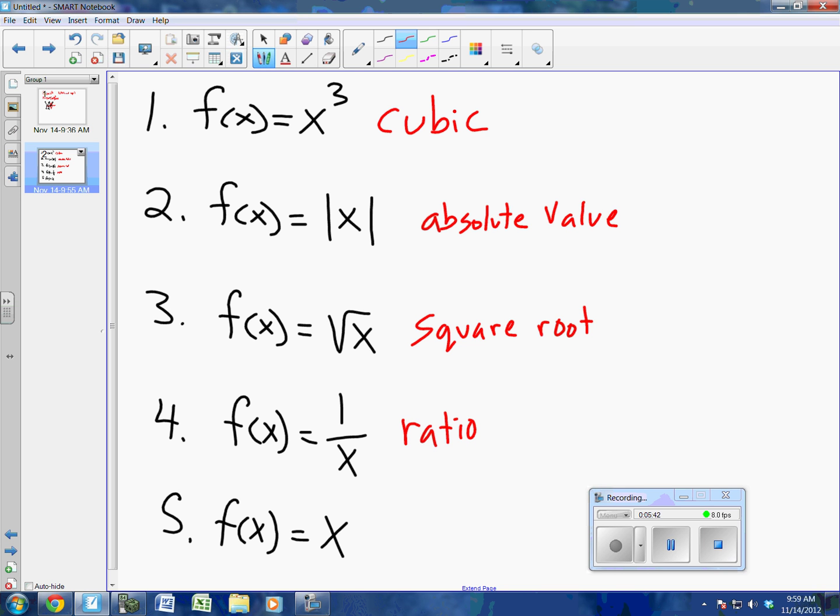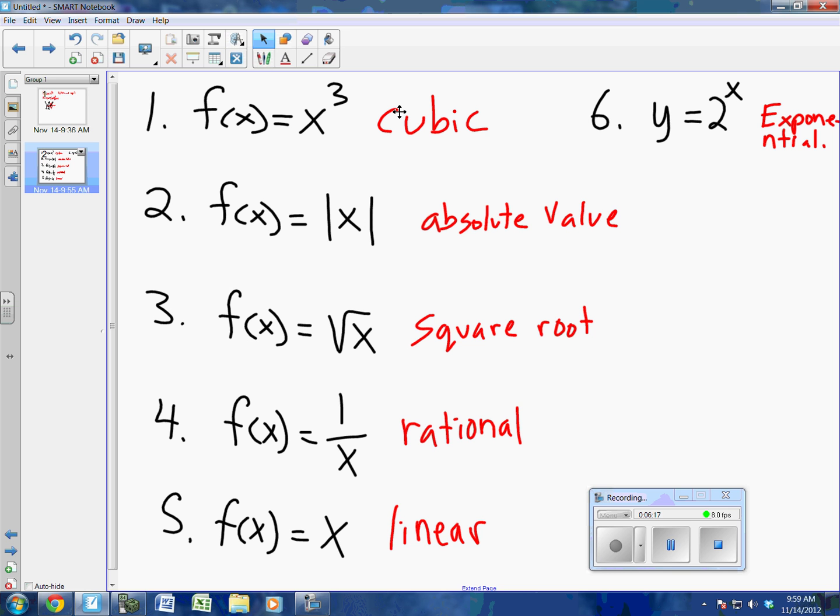Think about the word ratio. Ratio means a fraction, right? So rational is a fraction. And this one right here is linear. Good. You guys are recognizing now. Okay. Oh, I forgot one. There's one we forgot. Y equals 2 to the x. What kind is this one? Exponential. Those are the 6 kinds we're going to learn how to move around today.